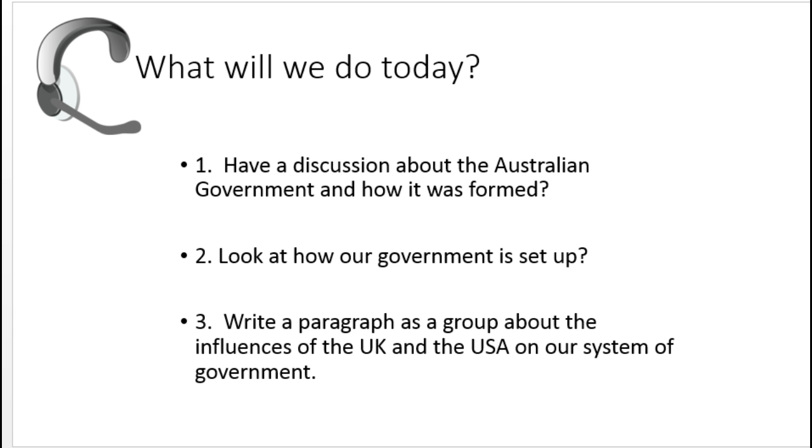So today we're going to have a quick discussion about the Australian government and how it was formed. We're going to look at how our government is set up. And then we're going to write a paragraph. Well, in this case, you're going to be writing it about the influences of the UK and the USA on our system. So how America and Britain influenced the way our government is set up.